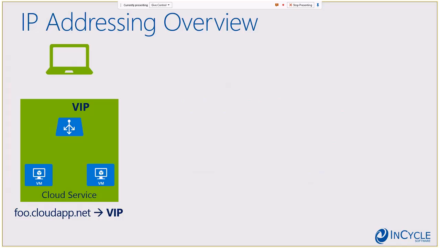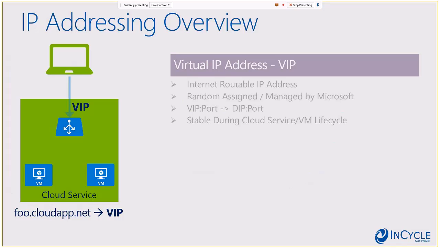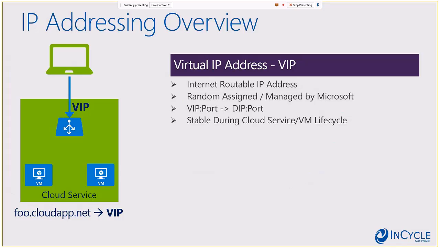Within a cloud service, you have your VIP, or virtual IP address. This is an internet routable IP address, and it's Microsoft owned and randomly assigned to a cloud service. So every cloud service you have has a single VIP. And then how do I connect that VIP and that cloud service back to my VMs? That's done through a combination of a virtual IP endpoint being mapped to an internal IP endpoint.